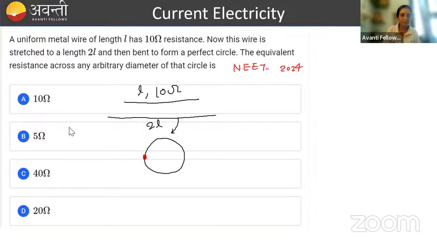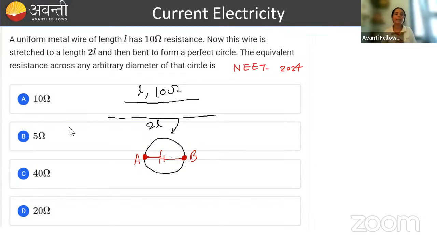So if this is one end of the diameter, then the other end of the diameter I can take as B. So across A and B, we have to calculate R. Done. So you can see here, across two points, if you have to calculate R equivalent, and you are very new to solving such kinds of questions, then the first thing you should do is connect the battery.